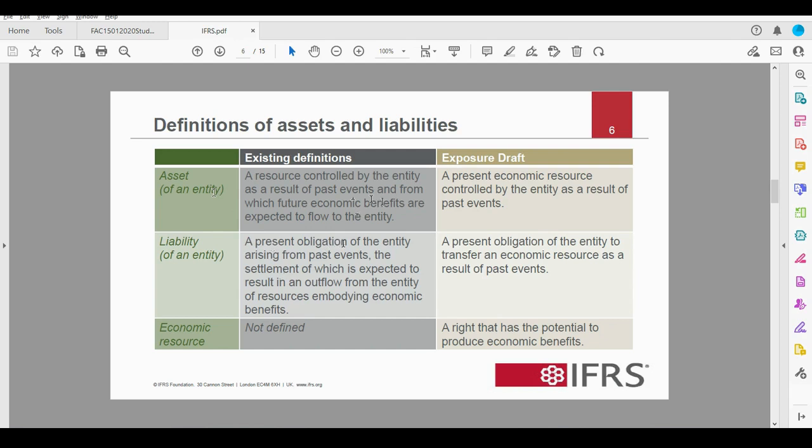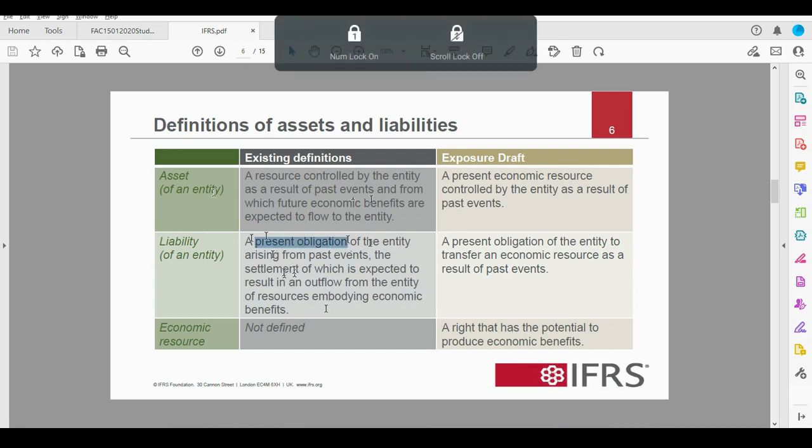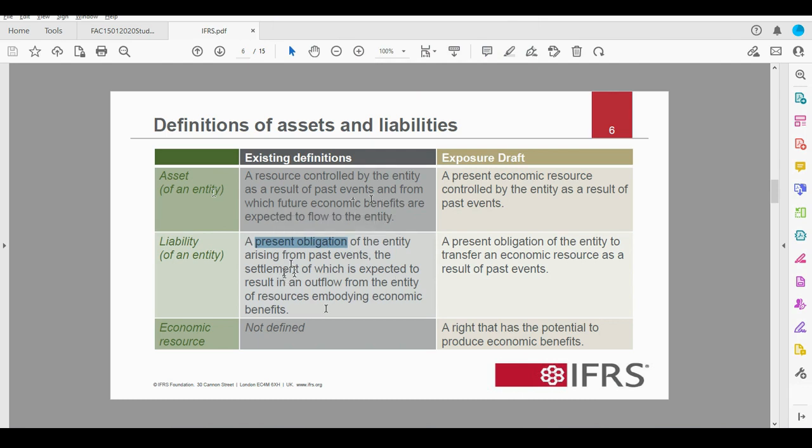A present obligation of the entity arising from the past event, the settlement of which is expected to result in an outflow from the entity of resources embodying economic benefit, right? Again, for it to be a liability, it has to meet each and every one of these. You must have a present obligation. You must be owing someone right now. It's an obligation you are forced into, either there's a contract or installments or whatever.